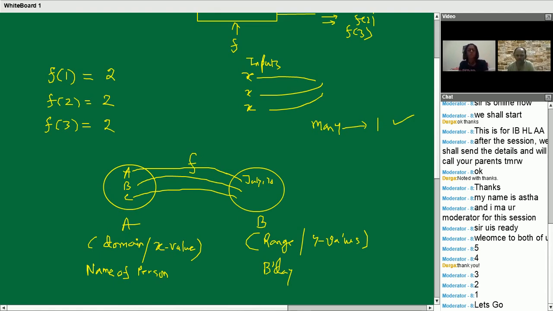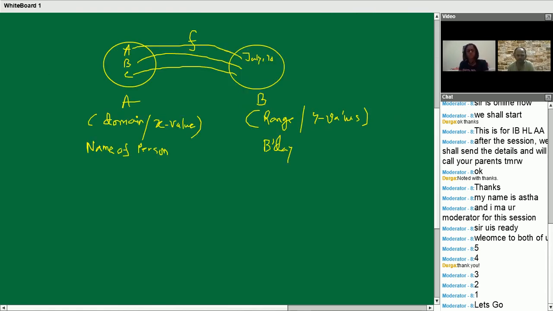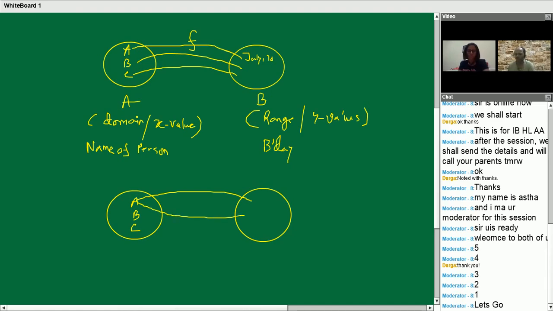Apart from this, one sec, let me draw another. We'll consider the domain as the same, names of persons, and B, the range, would be their birthdays. Now if I say the birthday of A is on July 20, and at the same time I say September 20, is it possible? No. So one to many, where one input has more than one output, is not possible for a function.